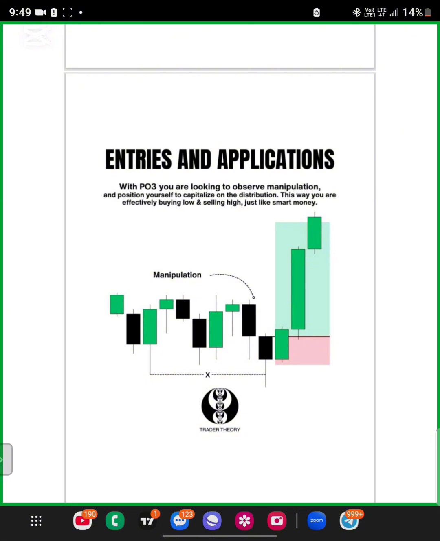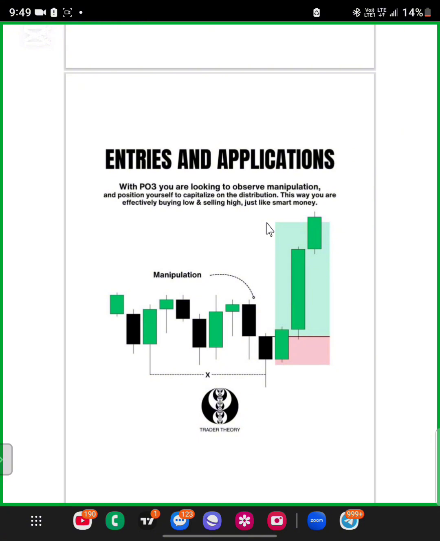The only thing you can do at the manipulation is what? Once the manipulation is over, you enter for your trade. Your stop loss should be below the manipulation wick or any other block at that area. We'll soon be explaining other blocks in our next class. So this way, you effectively buy low and sell high, just like smart money.